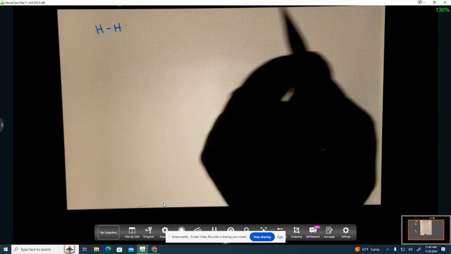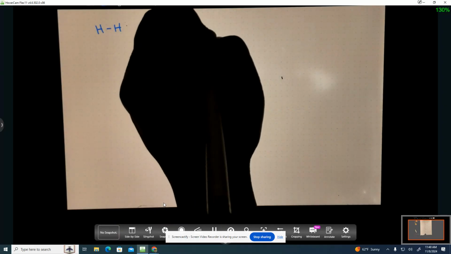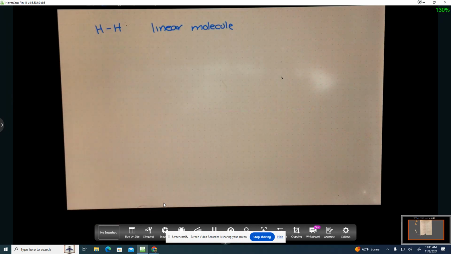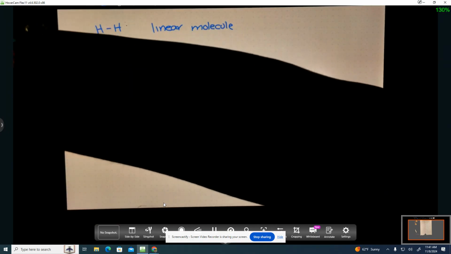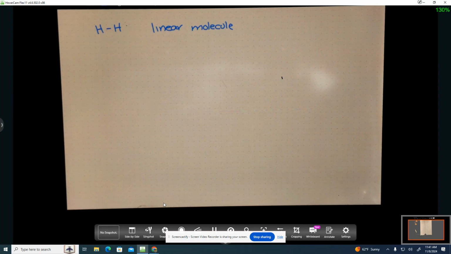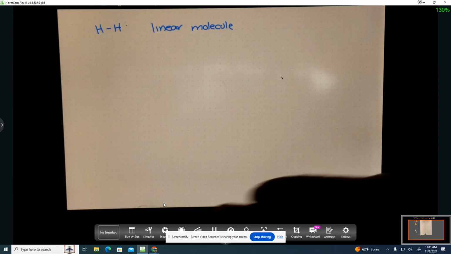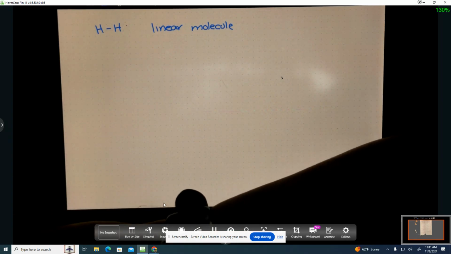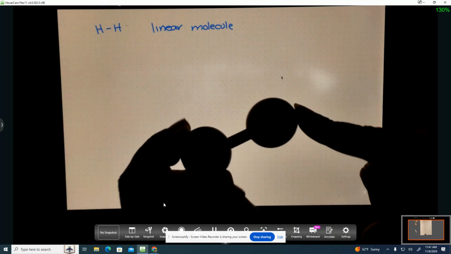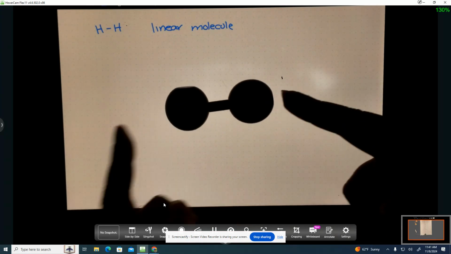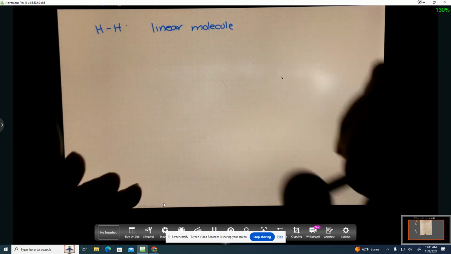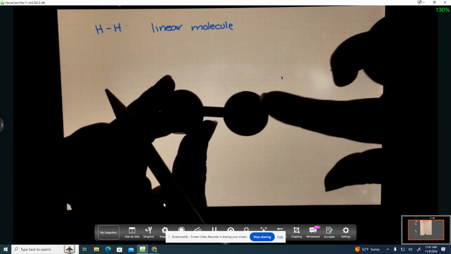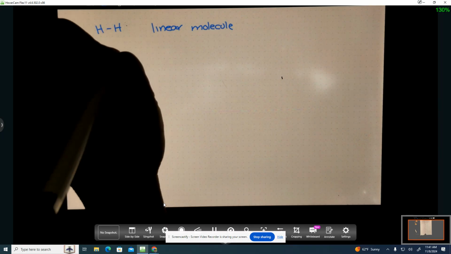The hydrogen is only 2 atoms. 2 atoms in a row is called a linear molecule. My model kits here. You get to play with these next week. All right. So let's say we have 2 oxygens. They're in a row. It's a straight line. Just like that. That's a linear molecule. Doesn't matter what they are. They could be H and Cl.